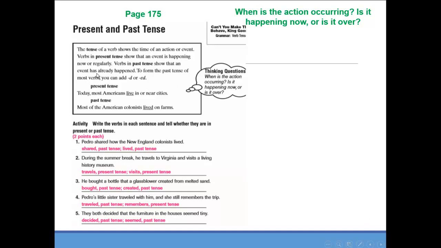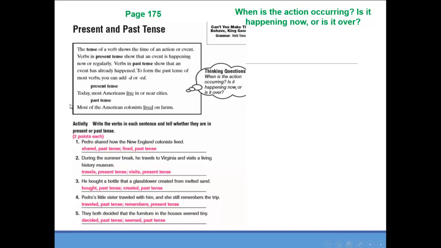Verbs in the present tense show an action or an event that's happening now or happening regularly, generally. Verbs in the past tense show that an event has already happened in the past. To form the past tense of most verbs, you add ed or d to the verb. To form the present tense for singular subjects, you add s. For plural subjects, you don't add s to the verb.